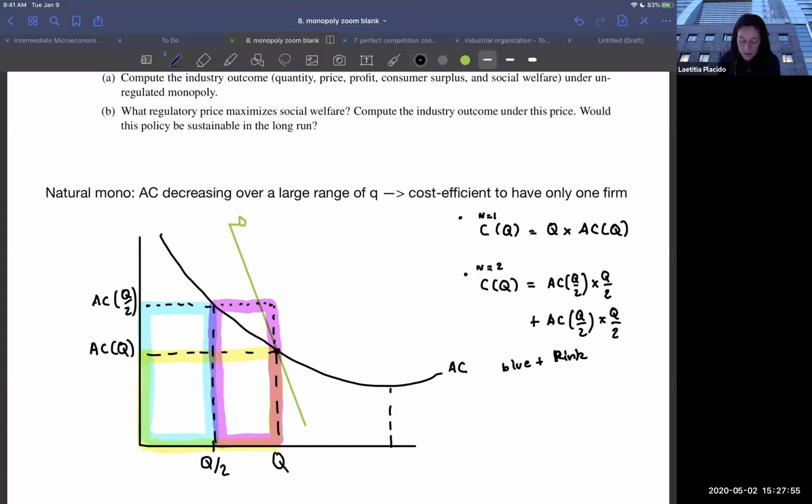So when we have this kind of situation, we say that we have a natural monopoly. Because of the cost structure of this industry, because of this decreasing average total cost, and because demand is falling in the part of the average total cost where it is decreasing, it is less costly to use only one firm to produce a market quantity.